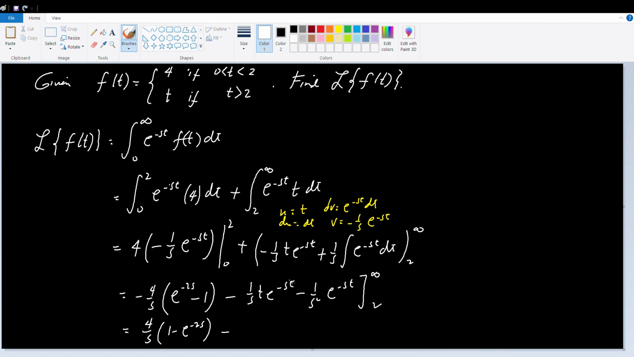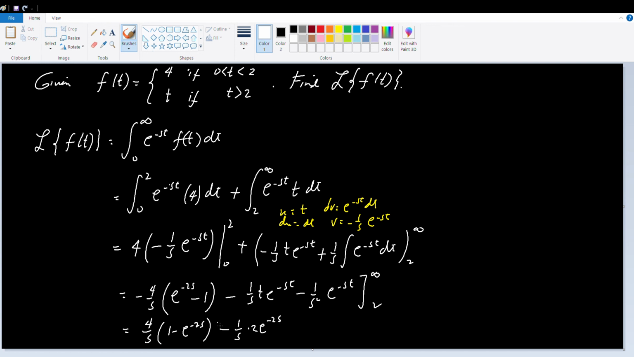Substituting the upper limit of infinity to e to the negative st, that will be 0. Okay? Then minus 1 over s squared e to the negative st, that will also approach 0. So everything there will be 0. Okay? Then lower limit 2. Negative 1 over s, t is 2, so times 2 e to the negative 2s.